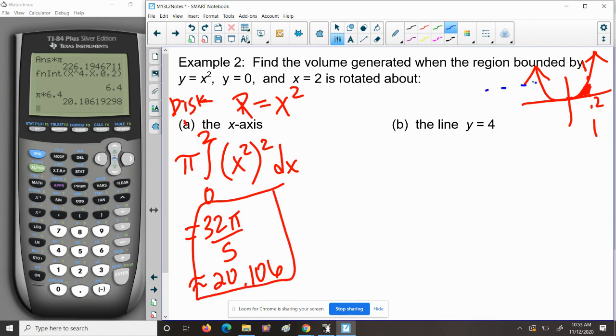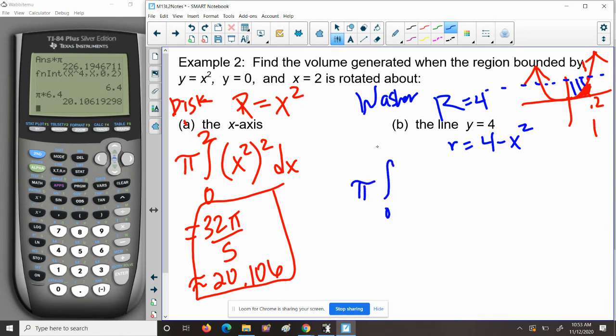We're going around the line y equals 4, a horizontal line up here. So we're using washer. Our big R from the line of rotation to the furthest part away every time would be 4. Our little r from the line of rotation to the closer edge of the area would be 4 minus x squared. So if we set this one up, we have pi times the integral from 0 to 2, still the same interval, of big R squared, so 4 squared, minus little r squared, 4 minus x squared, all squared. So let's find that.